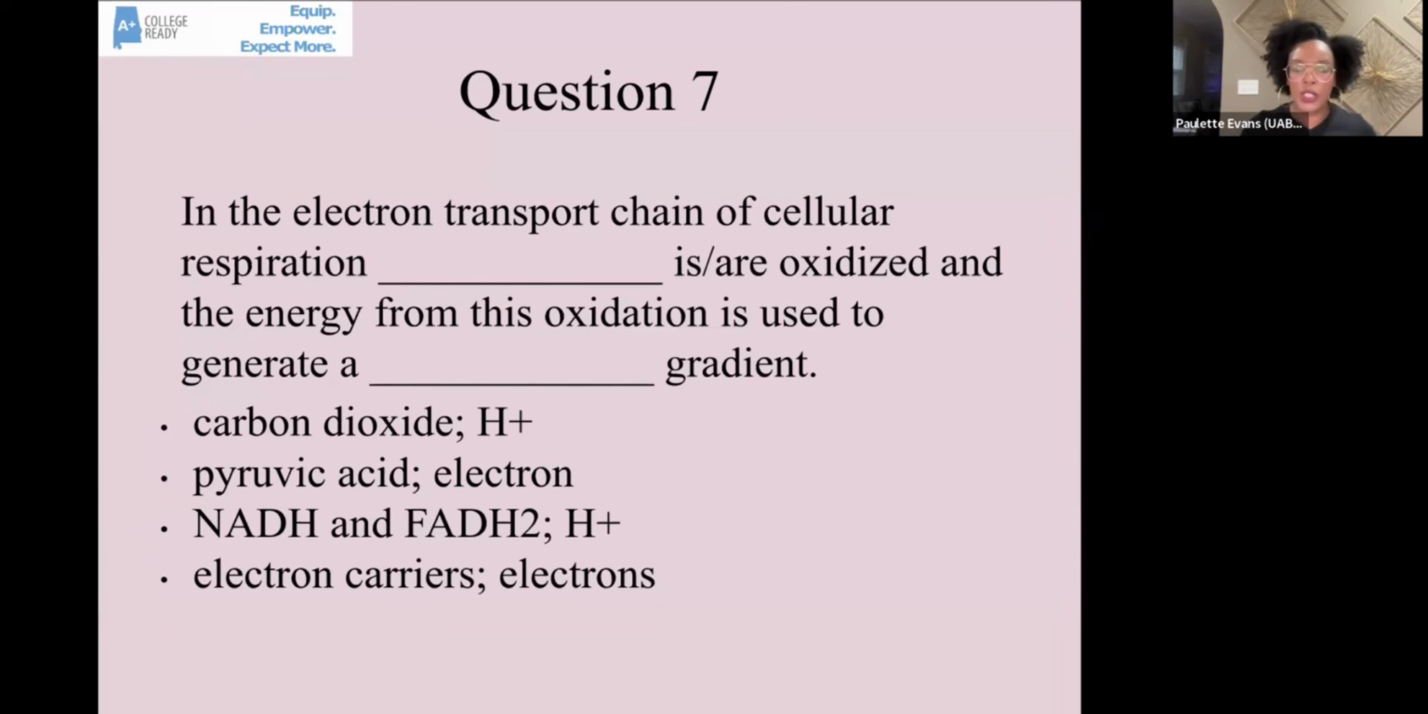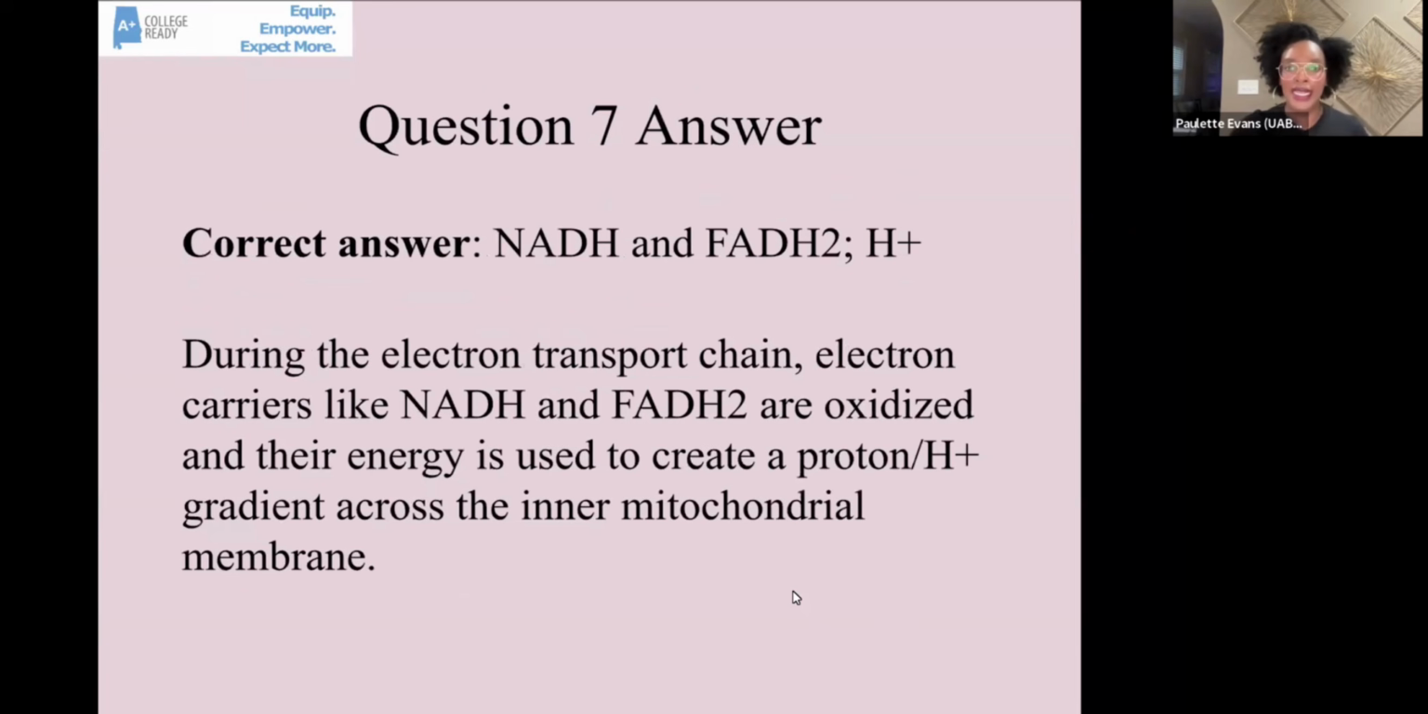This one can be a little bit tricky, but I think you all got it. In the electron transport chain of cellular respiration, NADH and FADH2 are oxidized, and the energy from this oxidation is used to generate a hydrogen ion gradient. So the correct answer is NADH, FADH2, and H plus ions.